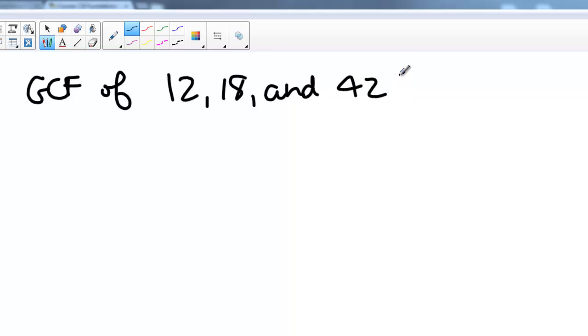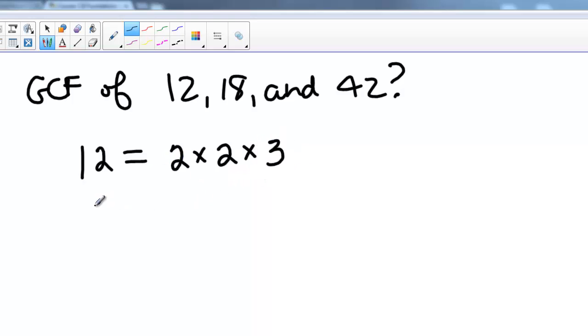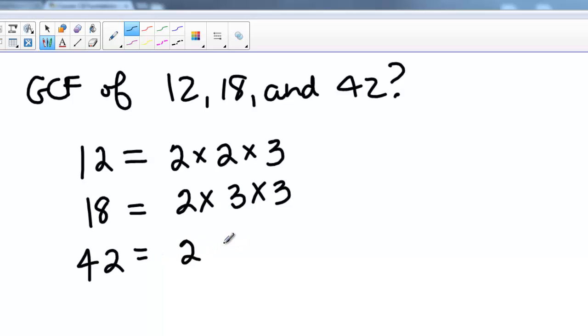Now what if I ask you, what's the GCF of 12, 18, and 42? Does anything change? Not really. If you write out 12, it's 2 times 2 times 3. Notice I put my numbers from smallest to biggest. For me, that's the easiest way to organize and then find the things that match later. 18 is 2 times 3 times 3. 42 is 2 times 3 times 7.